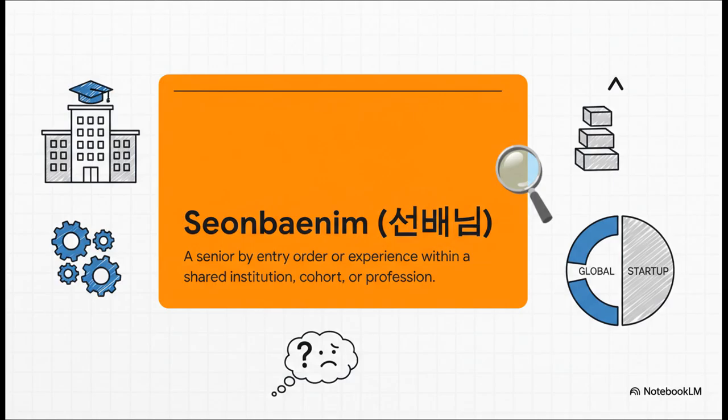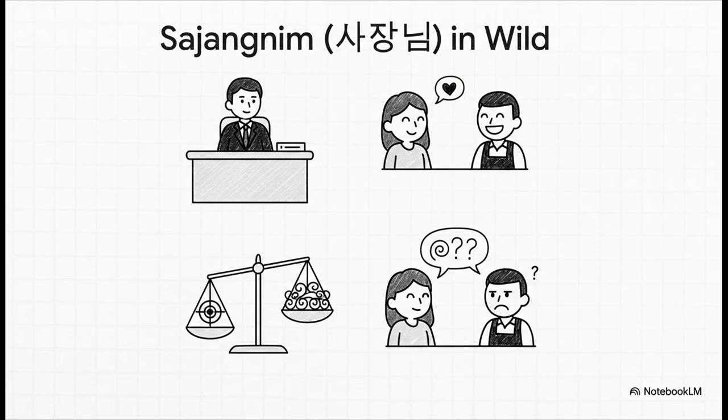Next, let's talk about sajangnim. Literally, it means company president, but you'll hear it all the time in shops and restaurants as a polite way to address the owner. But here's the risk. If your tone is even a little bit off, it can come across as sarcastic. And this teaches us something huge. Your polite tone often matters more than the title itself. When in doubt, remember that precision always beats flattery.